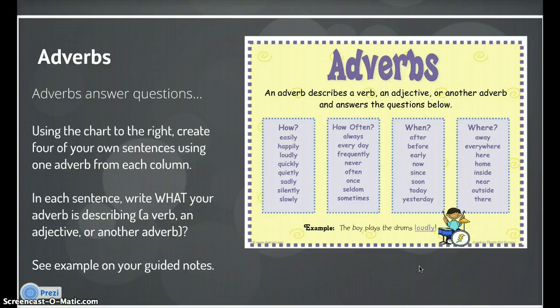It says, the boy plays the drums loudly. Loudly is the adverb, and it actually is describing how he plays. Plays is a verb. It's an action. So in this particular example, the word loudly, which is an adverb, answers the question how, he plays, which is a verb. See the example on your guided notes and fill in the blanks where you're supposed to. Use your own examples where you should be using your own examples.